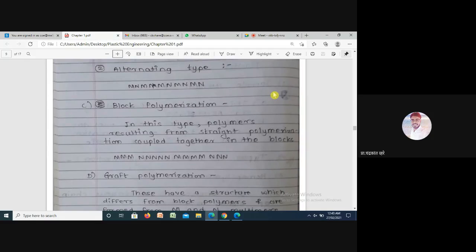Complete the C, block polymerization. Just complete C only. After that, we will discuss the D and we will write it. Just go one by one.